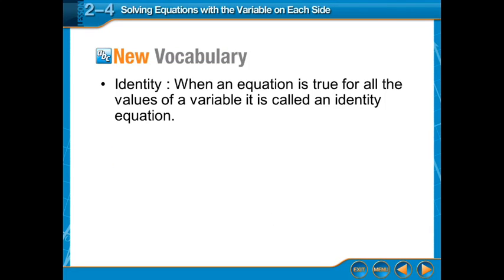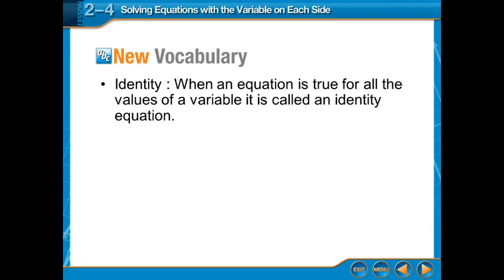Your new vocabulary is identity. When an equation is true for all values of a variable, it is called an identity equation. In this lesson, you'll be solving equations with variables on both sides, where you're going to get one of three things. First, you'll get a solution that will make the equation true. Second, you may get a false statement, so there is no solution. Third, you get an identity equation that is exactly the same on the left-hand side and the right-hand side of the equation. That means it's true for all real numbers.